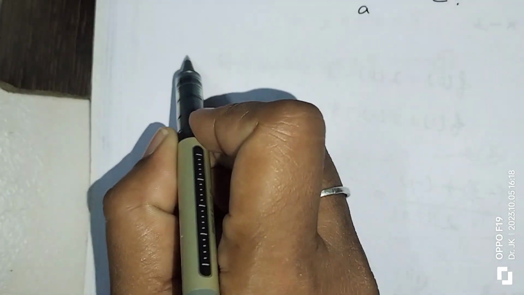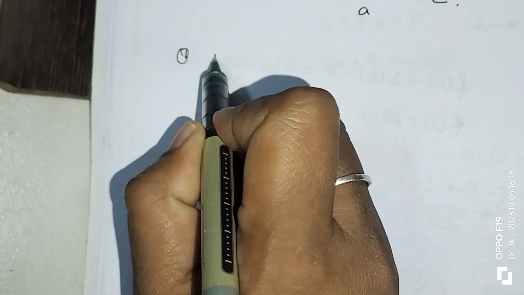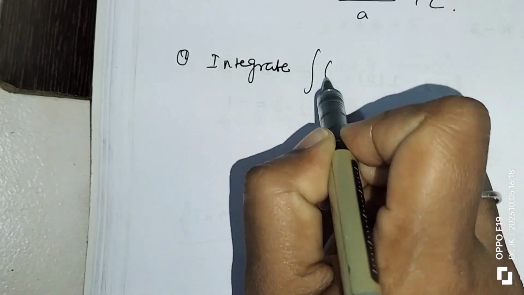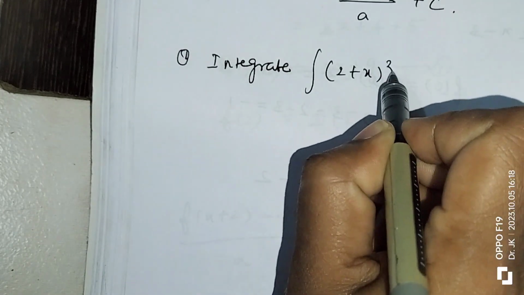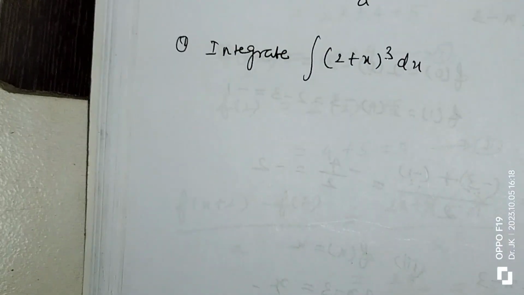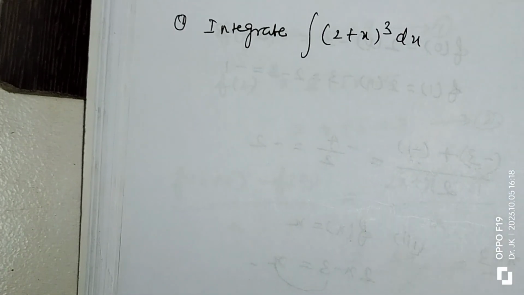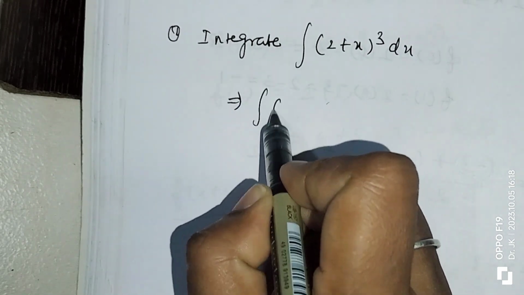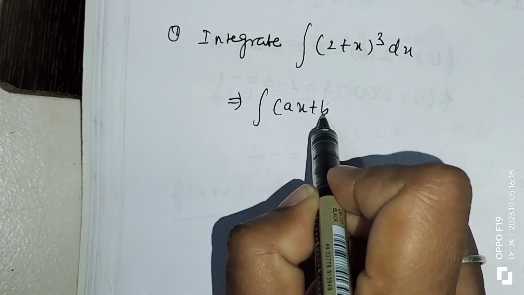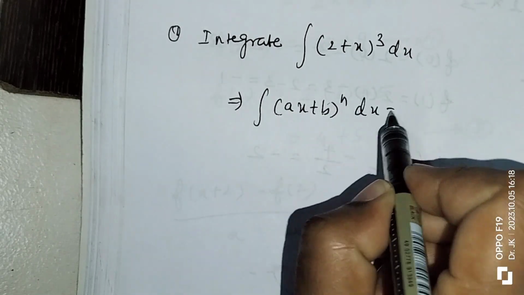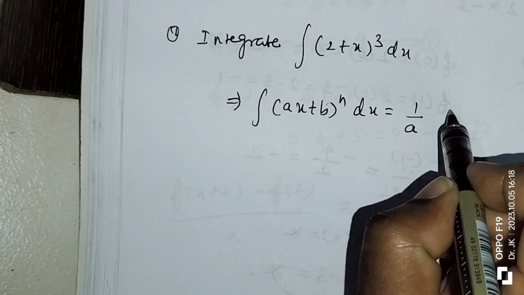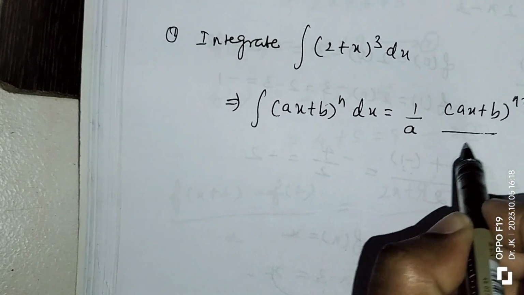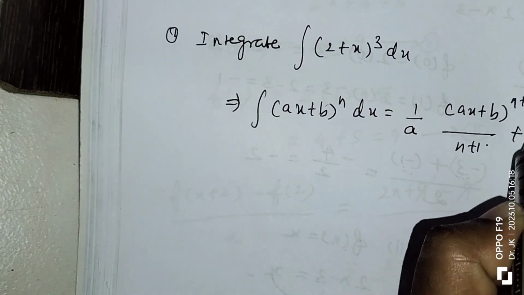The first problem: integrate integral 2 plus x the whole cube dx. I'm going to apply the first one. What is the first one? Integral ax plus b whole power n dx is equal to 1 by a into ax plus b whole power n plus 1 by n plus 1 plus c.